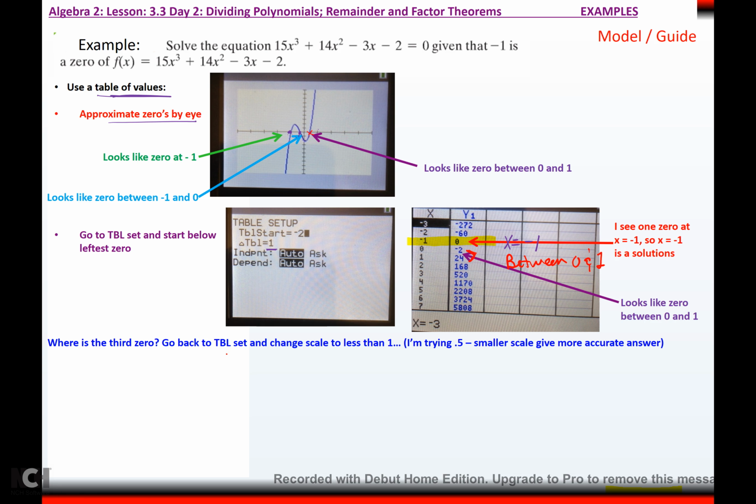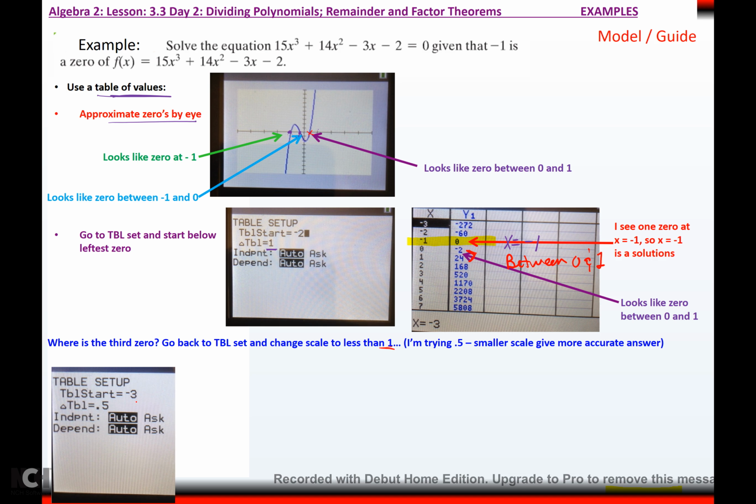Well, let's go back to the table. I know the other one was between 0 and -1. Well, between 0 and -1, I don't have a sign change. 0 doesn't have a sign. 0 isn't positive or negative. So I know it's got to be somewhere between there. What I can do is change my table values, my scale of what I'm counting by, to a smaller amount, and then I could see more accurately in that little itty bitty space.